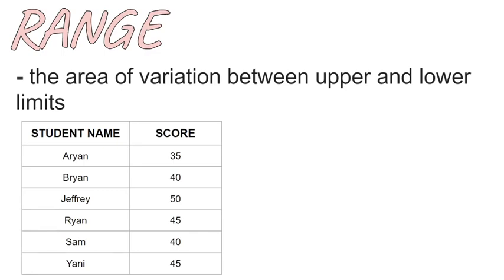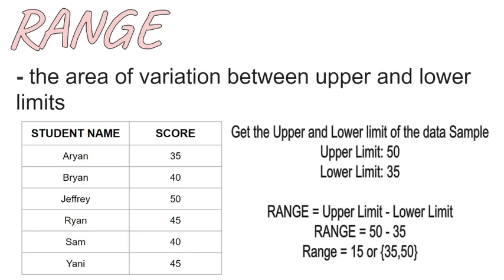And what we need to do, in order for us to know the variation, is arrange it from the lowest to the highest. Just to give you an idea, it would be a lot easier for you to look at the lowest value and the highest value, because the lowest value will be your lower limit and the highest value will be your upper limit. So that will identify the range.